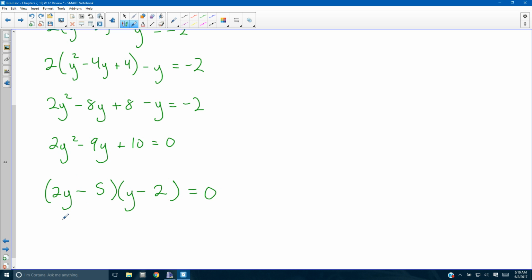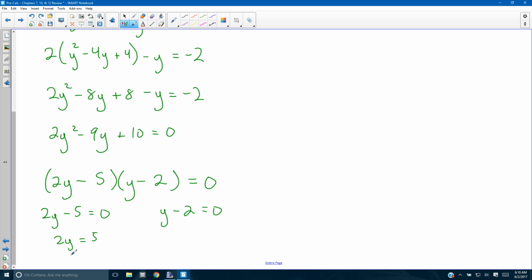So to solve now, either 2y minus 5 equals 0. This is called zero product property. Or y minus 2 equals 0. In solving, you'll either get y equals 5 halves, which is 2.5, or y equals 2. Now these are 2 different y values for which these 2 equations intersect graphically.